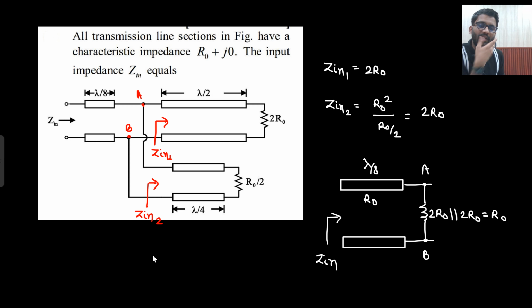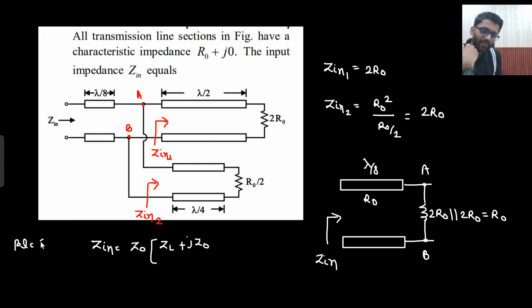So what is the formula for lambda by 8? Zin would be equal to Z naught into ZL plus JZ naught tan beta L. But what will be the value of beta L? Beta L will be 2 pi by lambda into lambda by 8. So that would be pi by 4. So tan beta L will be 1 only. So 1 I can ignore. Divided by Z naught plus JZL.